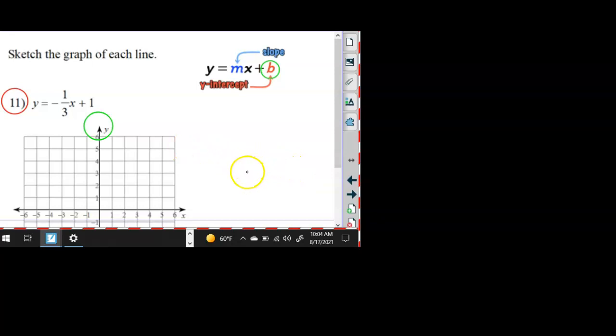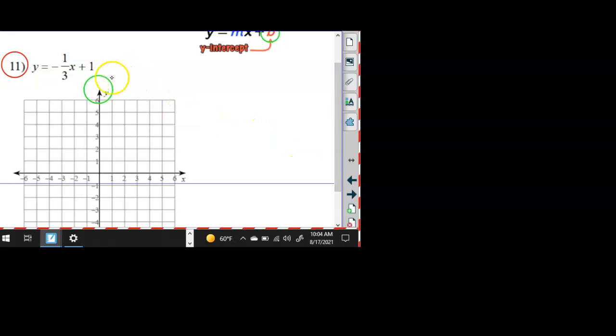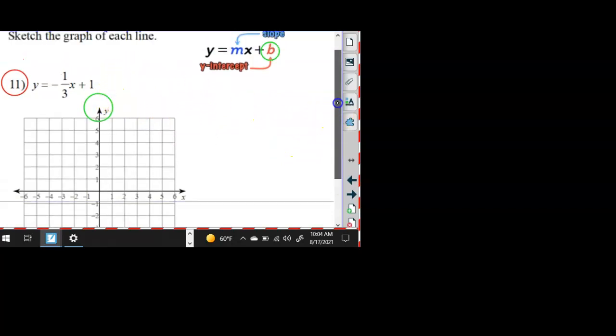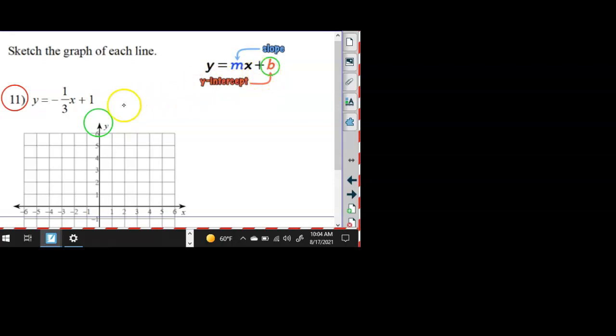Number 11, let's go to this one. Now, do you remember how to graph a line? This y-intercept business, remember this is the y-axis here. This number back here is the y-intercept, so that's where we cross the y, not the x. Be real careful, that's the y-intercept. So that y-intercept is actually 0, 1. You don't have to write that necessarily, but just so we're clear, that's the ordered pair 0, 1.